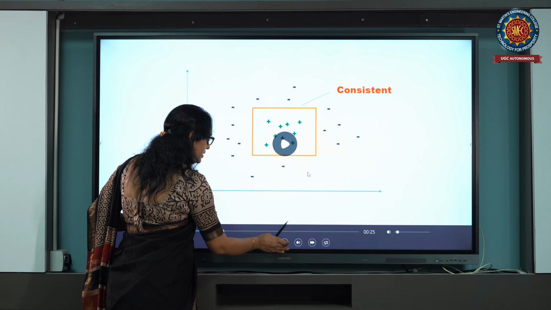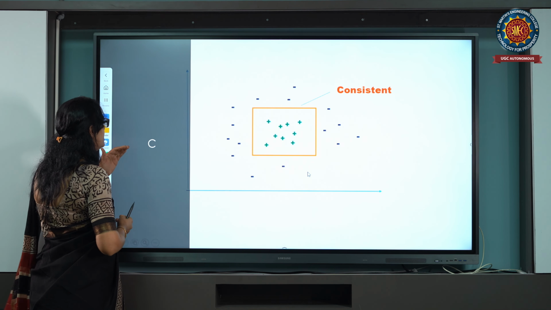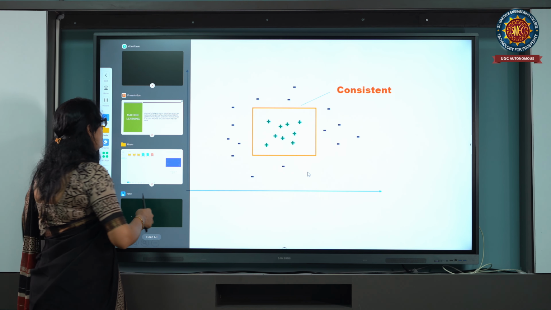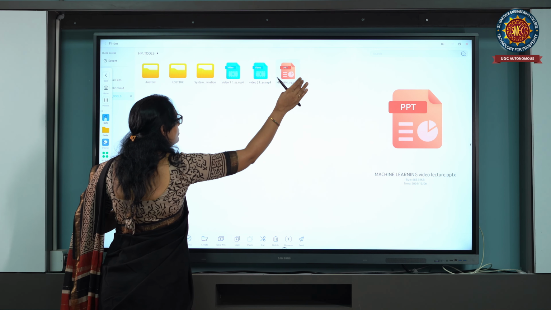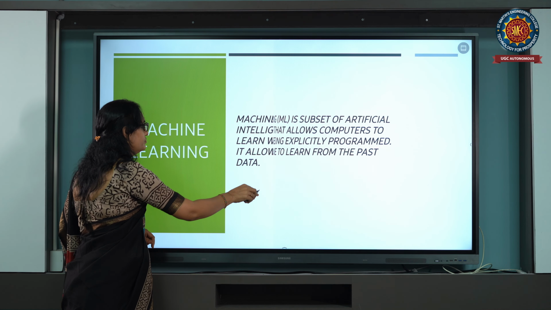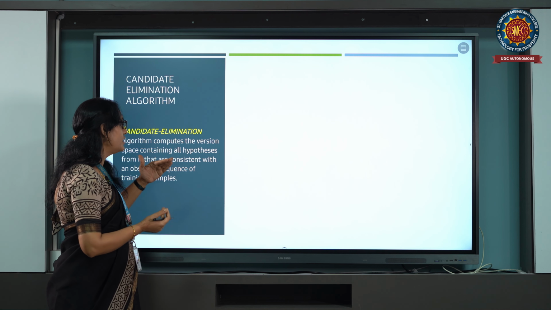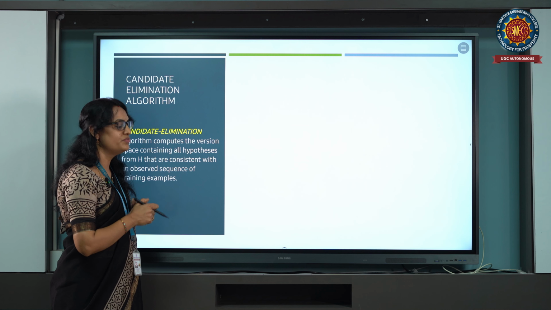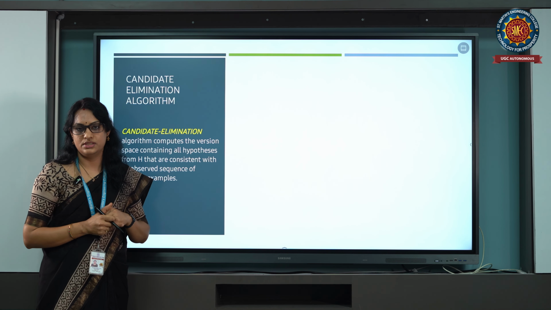Before moving to the topic, we will see what is the concept, the candidate elimination algorithm, that we are using here. So in machine learning, I am using the candidate elimination algorithm. The candidate elimination algorithm computes the version space. What is this version space? Whatever hypothesis I am taking, they should be consistent with the positive examples.